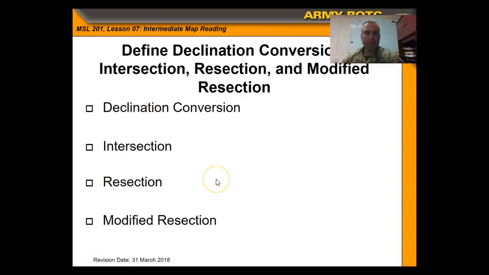All right, so let's talk a little bit about what we're going to discuss here. We're going to go a little bit more in detail about declination conversion, and then we're going to talk about intersection and resection and the modified resection. I know I talked a little bit about it in class, but I want to go over it in slightly more detail just so you guys are clear on it.